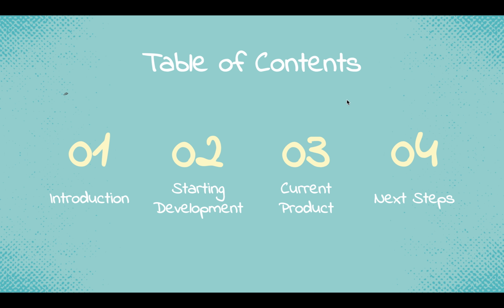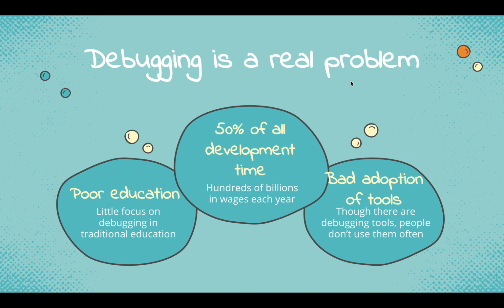So first of all, the issue that really spurred on this tool is that debugging is a real problem that currently does not have a solution in our society. 50% of all development time, this is all programmers spending time making applications, 50% of that time is spent debugging. So that equals hundreds of billions of dollars in wages each year spent paying programmers to debug.